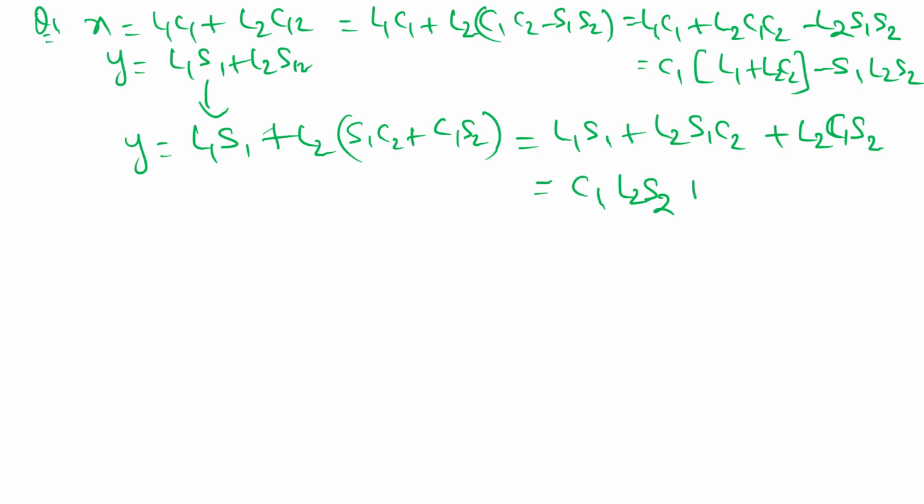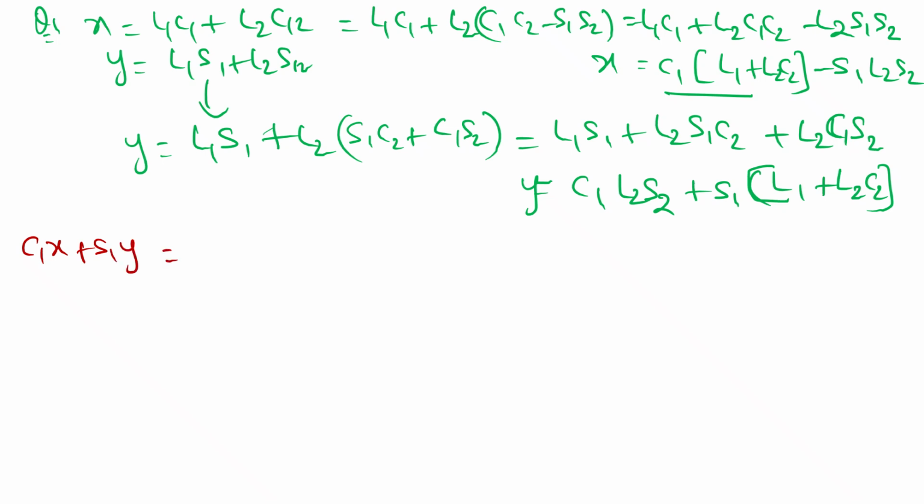And then in this, I'm going to take the S1 term outside. If you take S1 outside, it is L1 plus L2 C2. So now we have arranged this term: this is my X and this is my Y. Now I'm going to do one simple thing: multiply C1X plus S1Y, so that we'll be able to get theta 1.